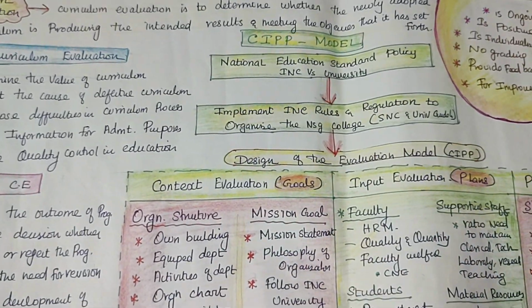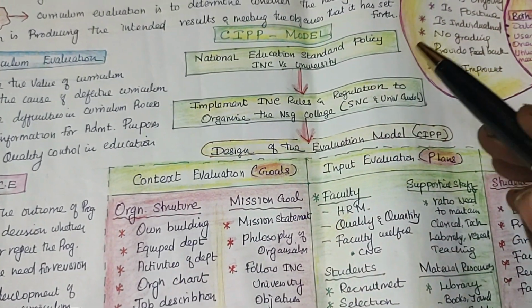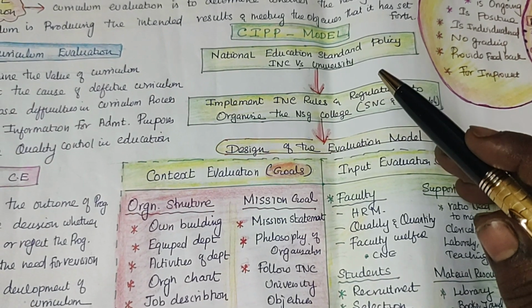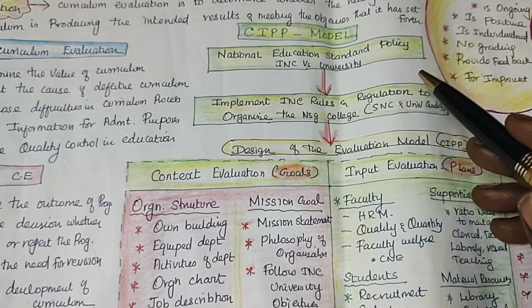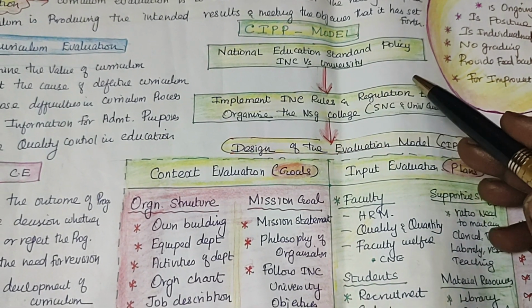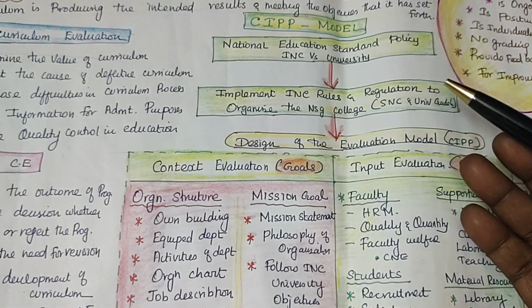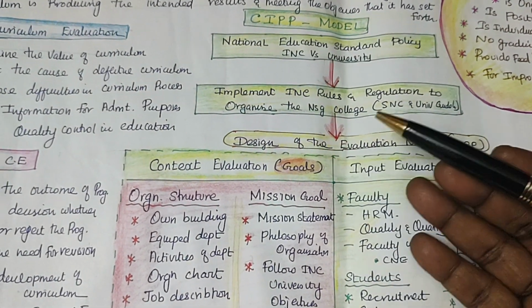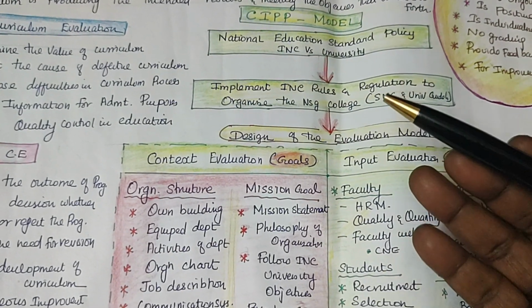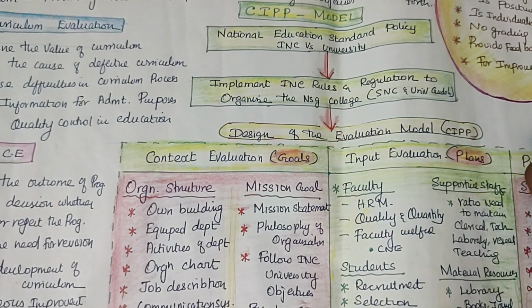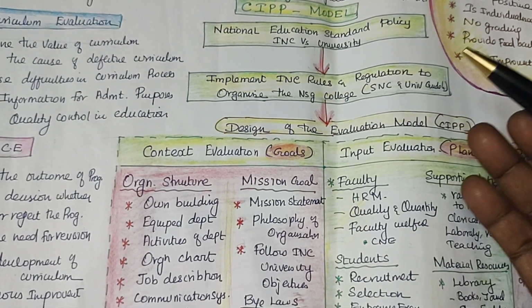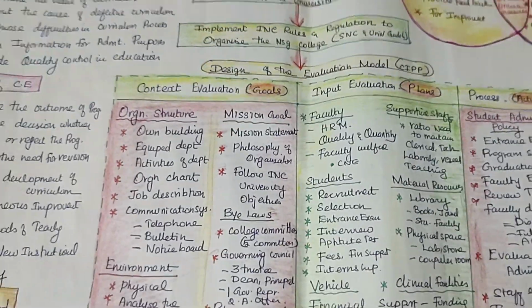This CIPP model explains it clearly. Let us see what the CIPP model is. These are the national educational standard policies from the INC and university, and the INC rules and regulations implemented by the organizing colleges, either with the help of the state nursing council or with the help of the university. What are they doing?